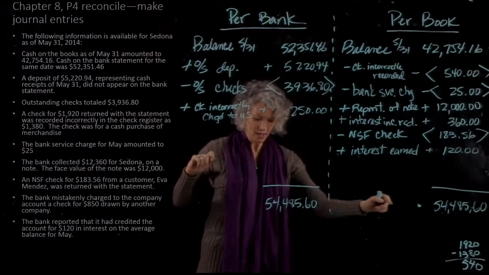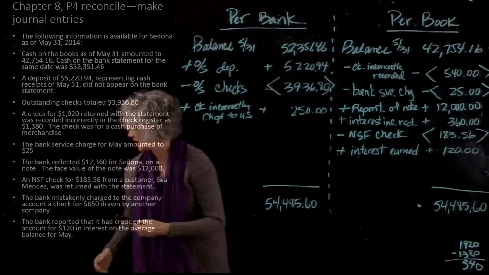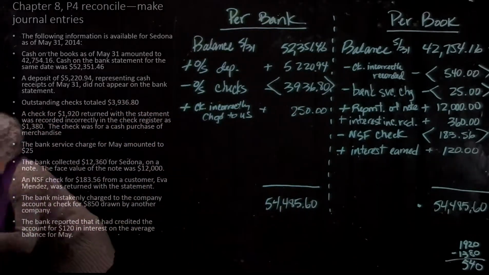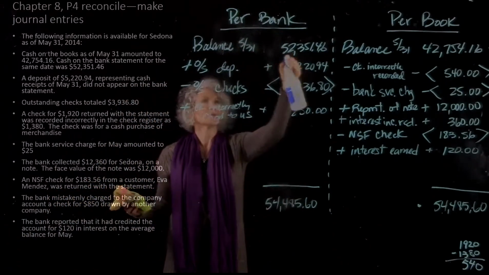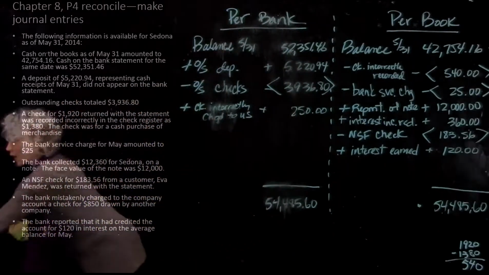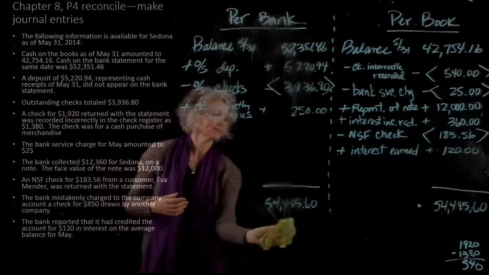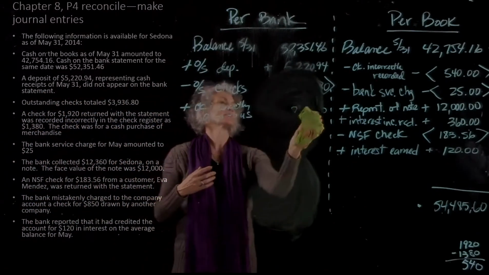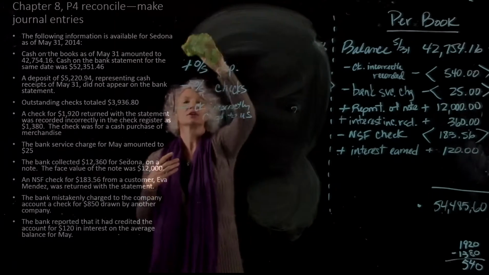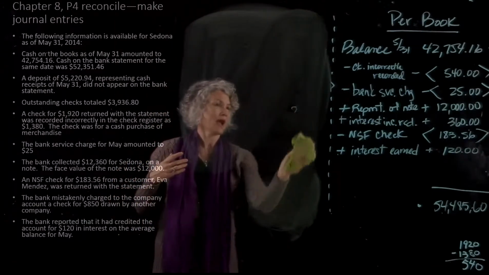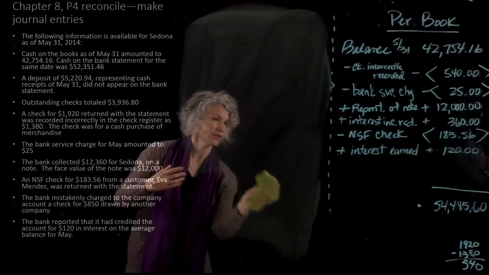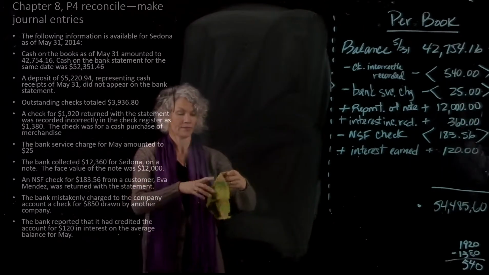So I am going to attempt to erase just this section right here real quick so that we can make some journal entries while we're looking at our reconciliation so we won't forget anything. This is going to be a big smeary mess, but okay.